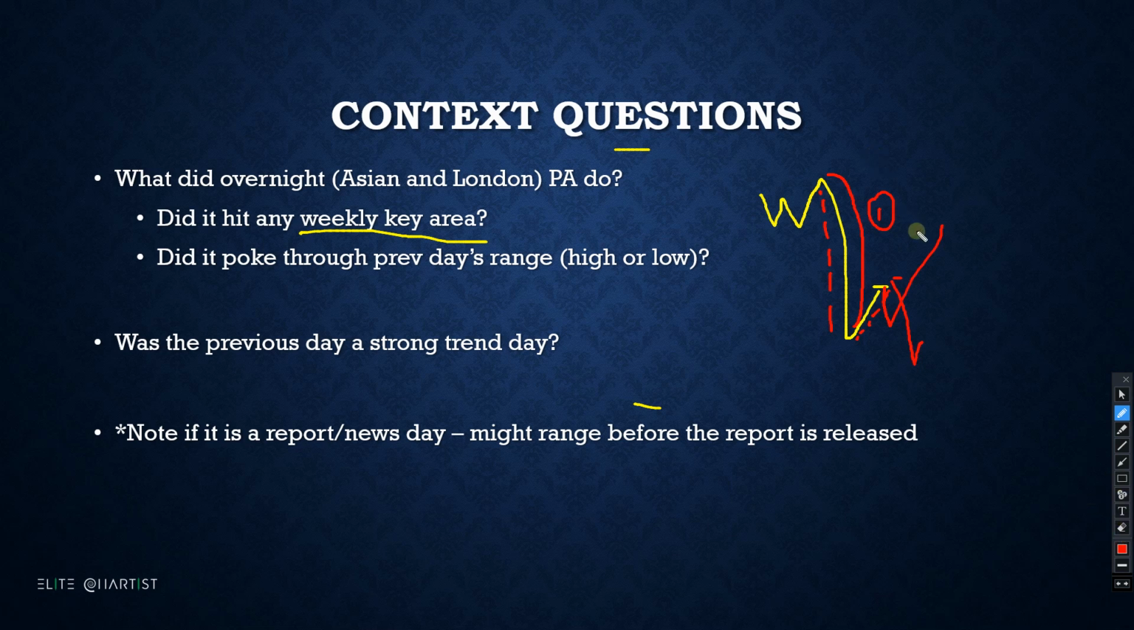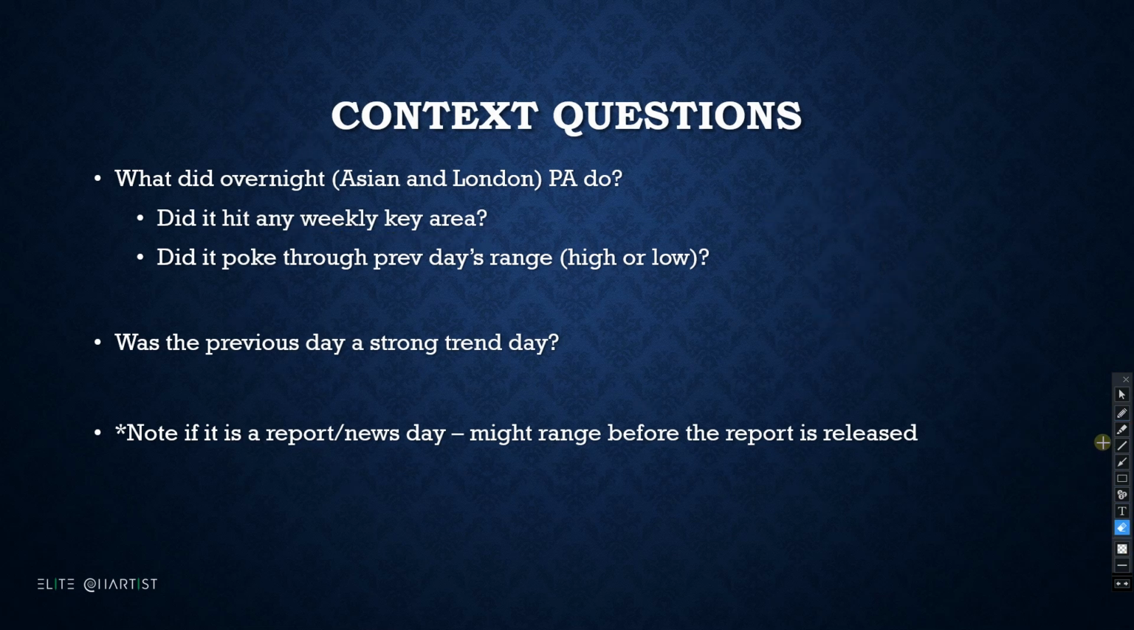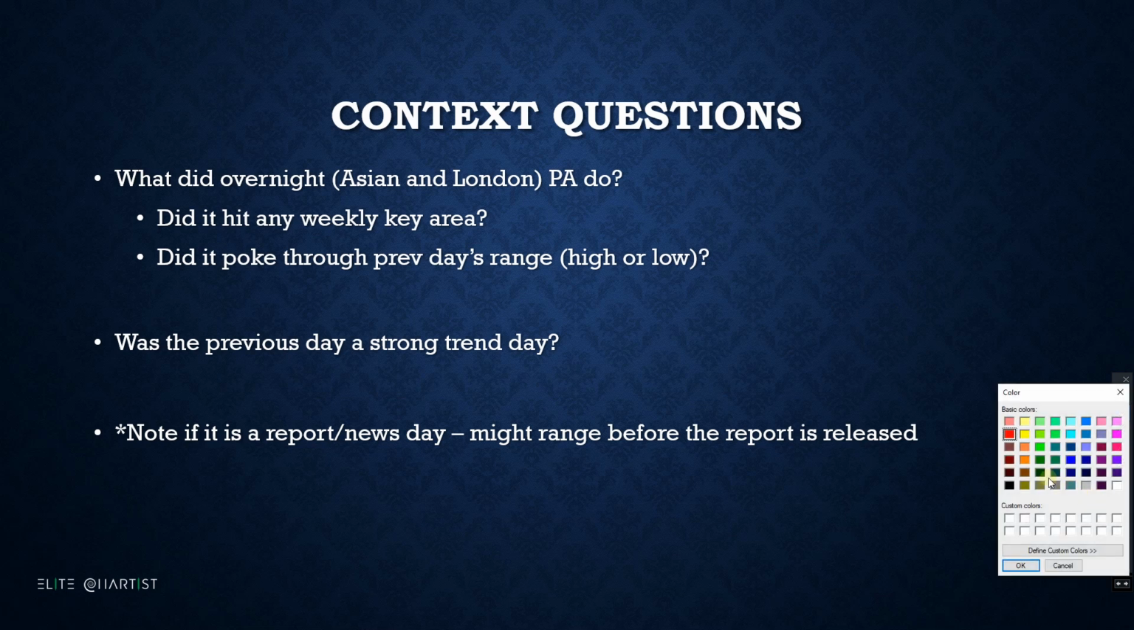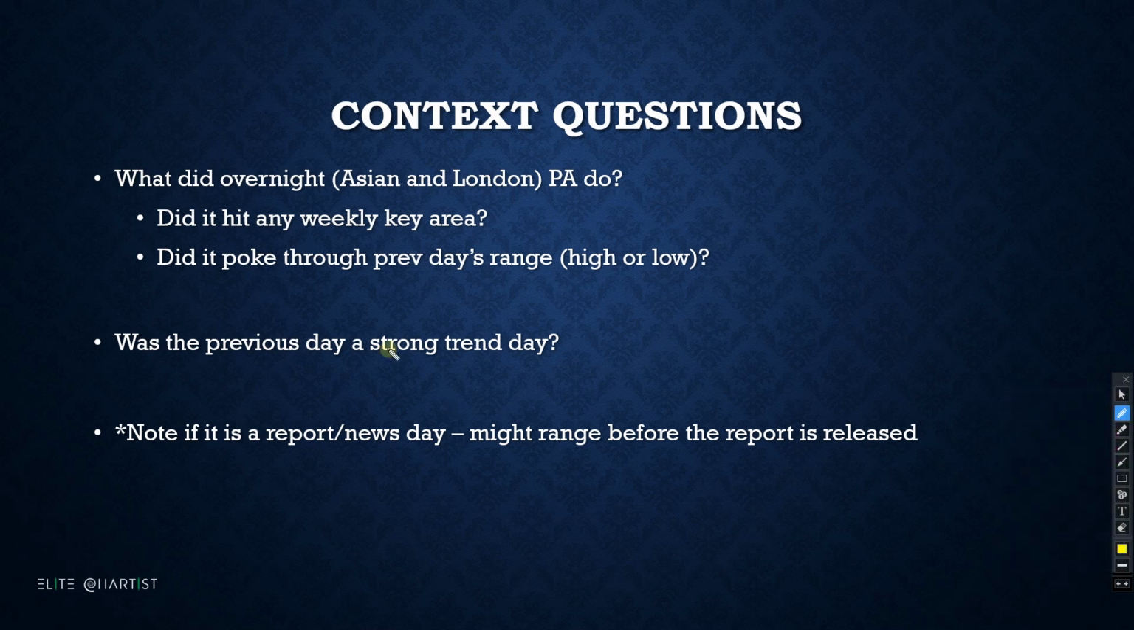But what I'm saying is you want to read the context of London's message, let's call it, and how we might interact with that. So that's one more stage to inside days that we want to take into account. And I will show a picture of what I'm trying to say here, because I know my drawings look crazy. So looking at this here, just want to make sure we're covering everything. Did it hit any weekly key areas overnight?